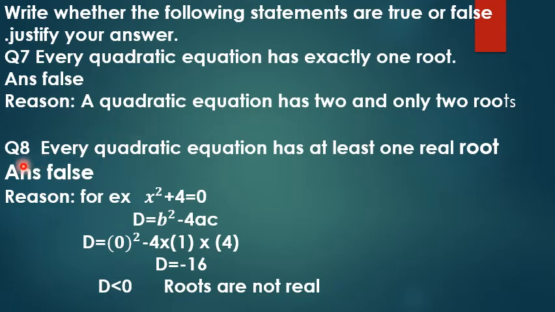Now let us come to question number 8. Every quadratic equation has at least one real root. No, as we have studied that a quadratic equation always has two and only two roots, so our answer is false. Here the reason is given with an example: a quadratic equation we have considered, x square plus 4.